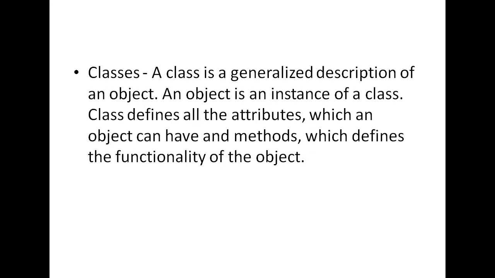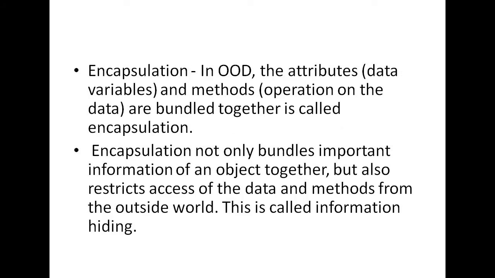And second thing is, what are classes? A class is a generalized description of an object. Or we can say that in similar terms, similar types of objects come under a single class. Or you can say that an object is an instance of a class. A class defines all the attributes which an object can have and methods which define the functionality of the object. And in a class there are different methods present, and these methods define the functionality of the object.